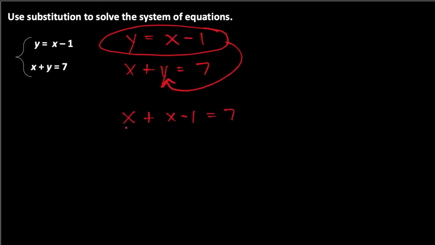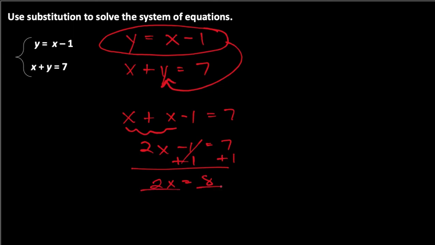Our second step is to combine like terms. x plus x becomes 2x minus 1 is equal to 7. I'm going to isolate my variable, so I have to add 1 on both sides. I'm left with 2x is equal to 8. I have to divide by 2 in order to leave x by himself, and we find that x is equal to 4.